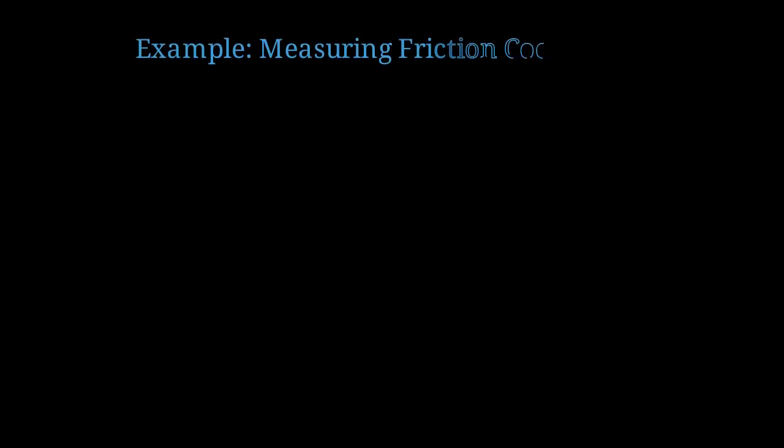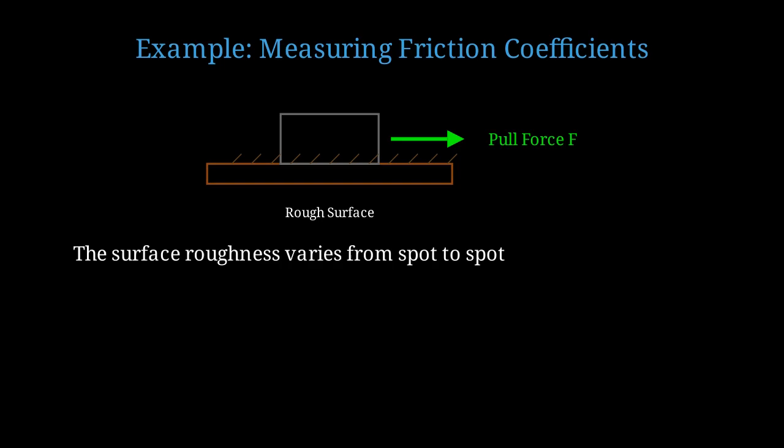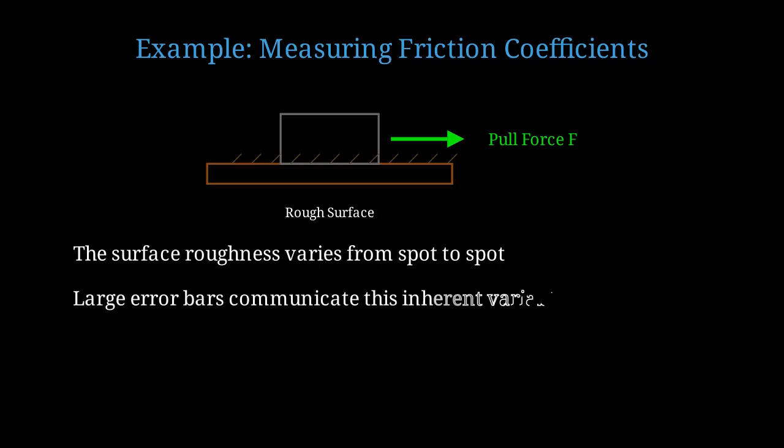Consider measuring the coefficient of friction between two surfaces. You pull a block across a table and measure the force required. You might find the friction force varies by 20% between trials. This isn't experimental error in the traditional sense. The surface roughness genuinely varies from spot to spot. Some areas have more contact, some have less. This is real physical variability. Your large error bars communicate this inherent variability. They're telling an important story about the nature of friction on real surfaces.